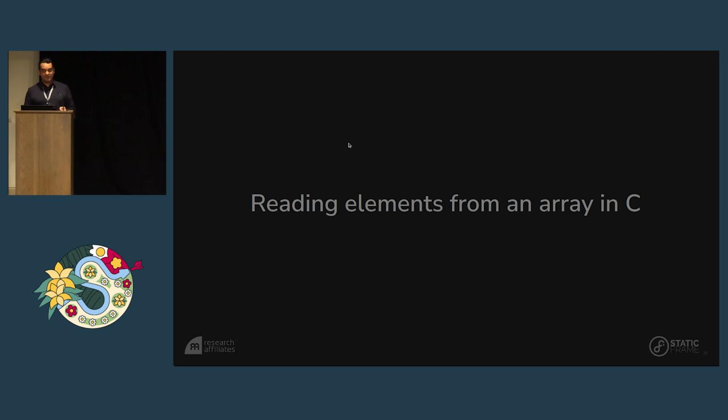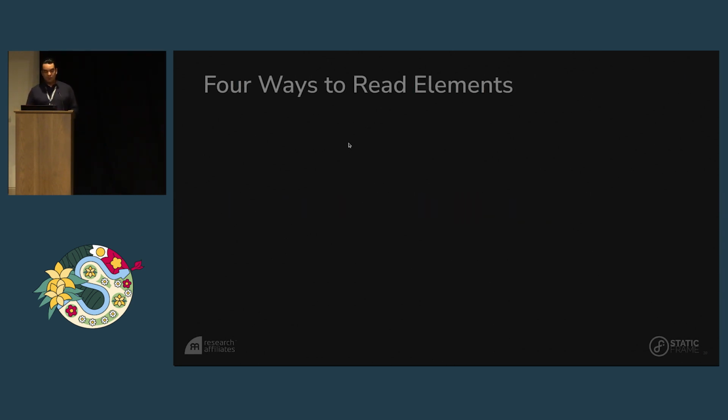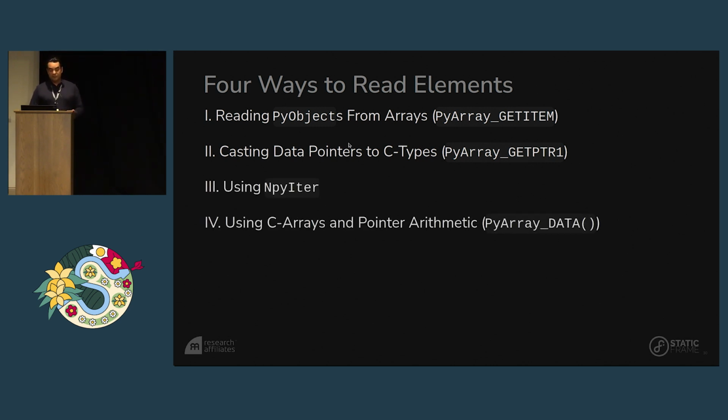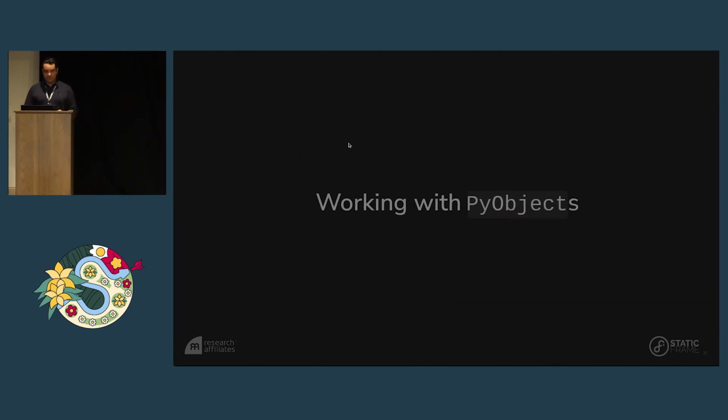Now, a key piece of this is reading elements from an array in C. And this should be pretty straightforward. You're probably thinking there's probably one good way to do this. Well, there's at least four, and there might be more. In one case, we can read PyObjects from arrays. In another case, we can cast data pointers to C types. We can use NpyIter, or we can use raw C arrays and do pointer arithmetic. We're going to look at all of these approaches.